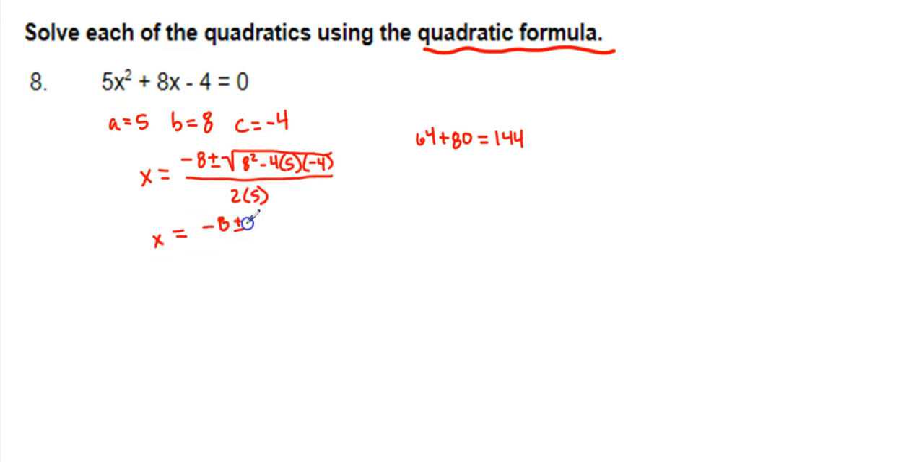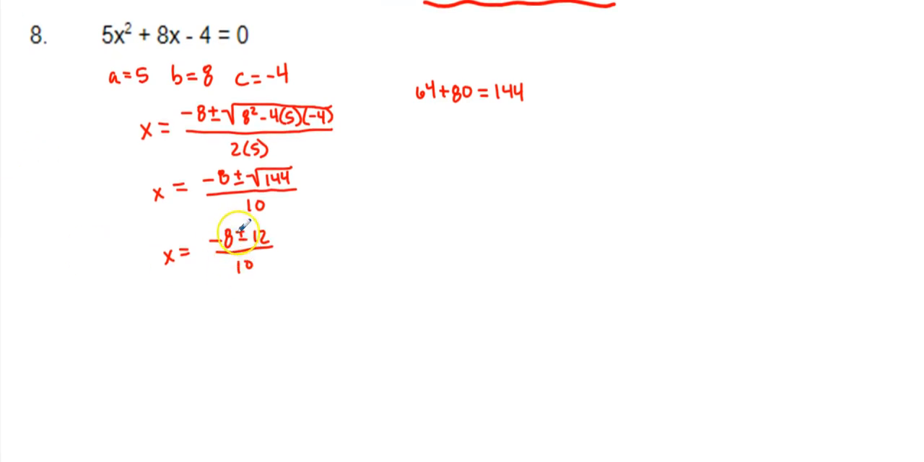-8 plus or minus the square root of 144 over 10. I know the square root of 144 is 12. So x equals -8 plus or minus 12 over 10, and now we can split it apart into our two different positive and negative version of 12 and get our two roots.